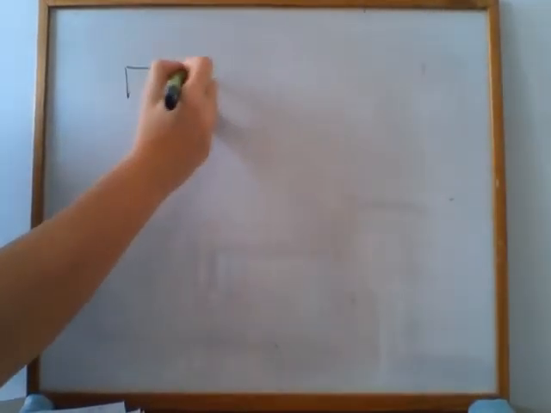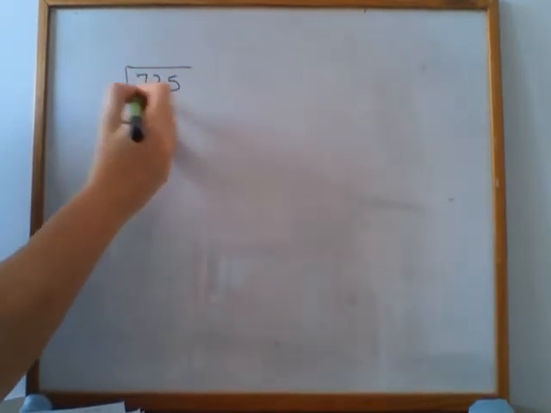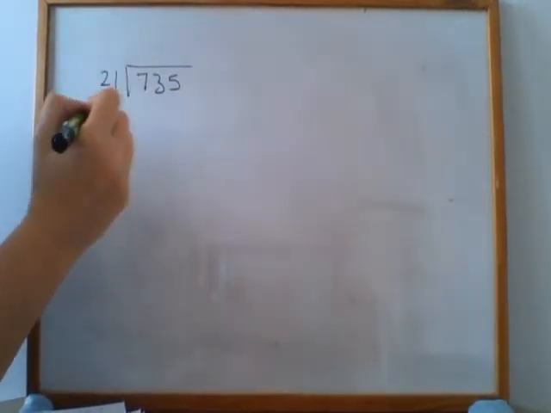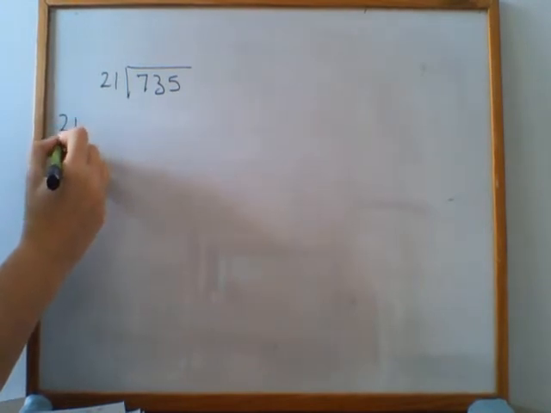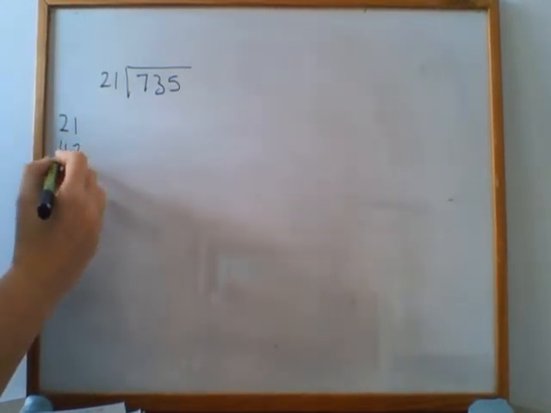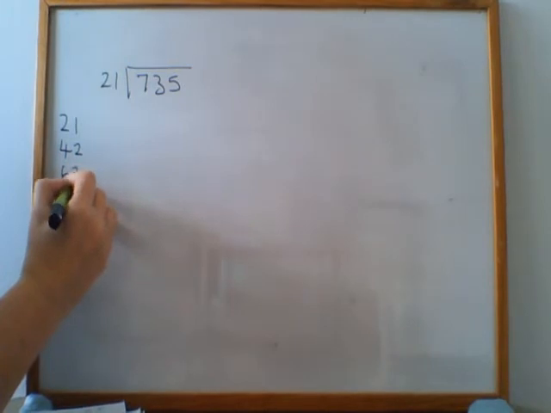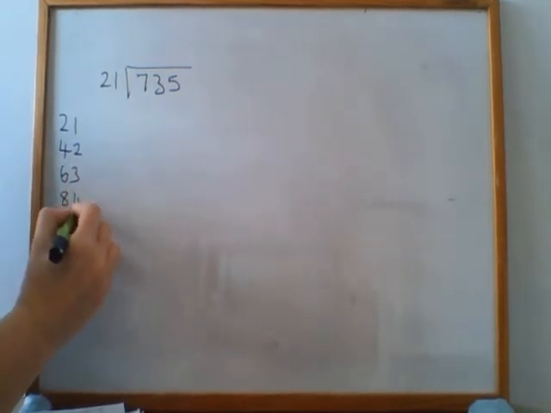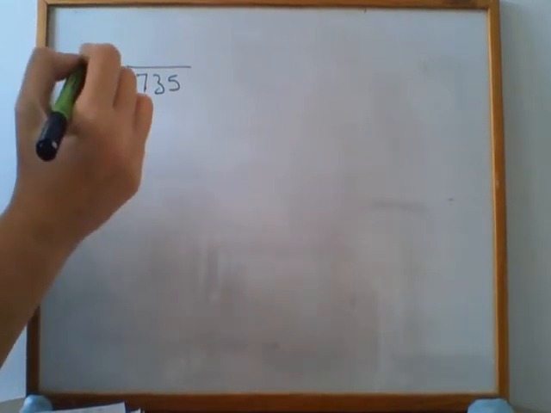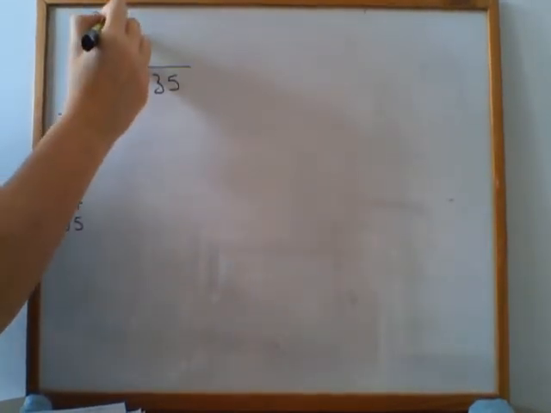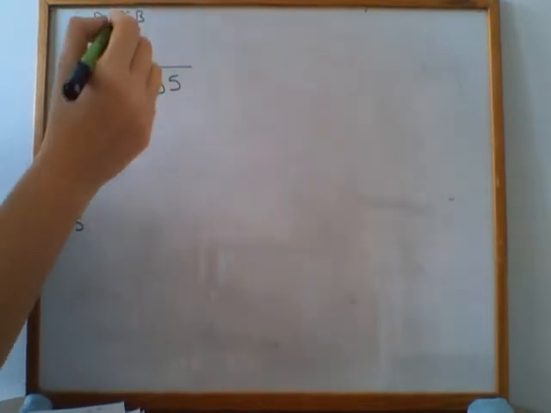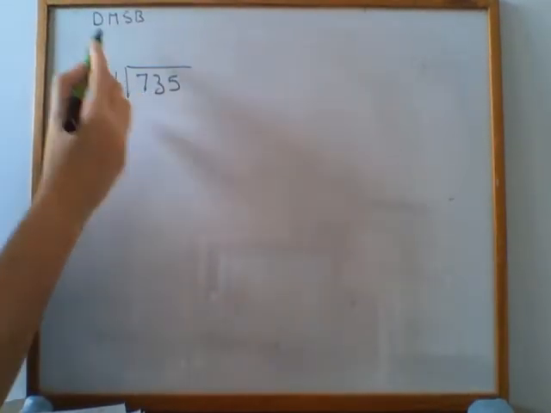Number 4, 735 divided by 21. We'll have a look at that long division. So we've got 735 divided by 21. If you can't count in 21s, you can partition this, but I'm just adding on 20 and 1 each time. I will stop there for now. And if it helps, you can write your letters so you don't get lost along the way. So we'll start with divide.